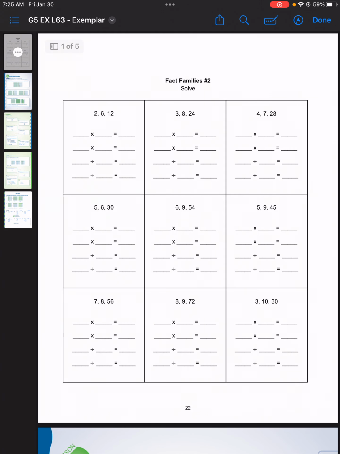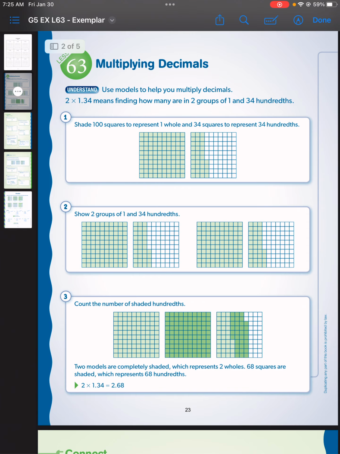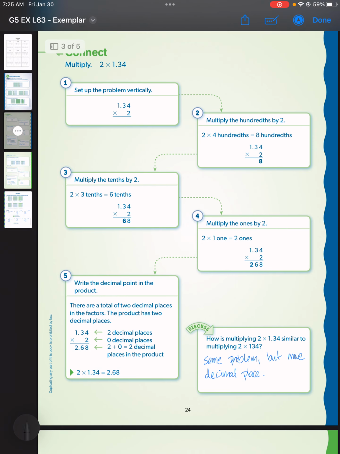In the final lesson of the week, students are jumping into multiplying decimals. In the first example, students are using a model to help them multiply the decimal. So you just want to make sure you walk through the model correctly so that students can unpack how to connect the model to the problem that they are given. And then they are going to multiply using the standard algorithm.